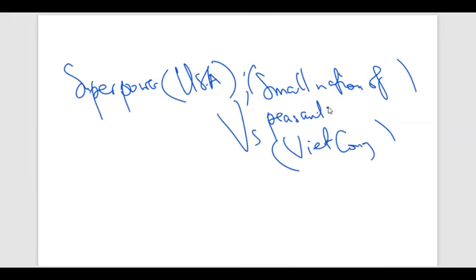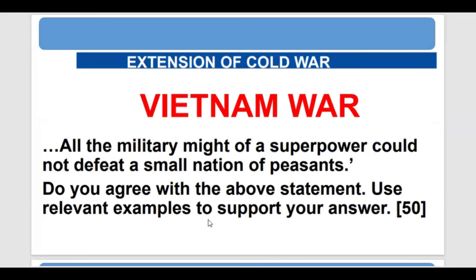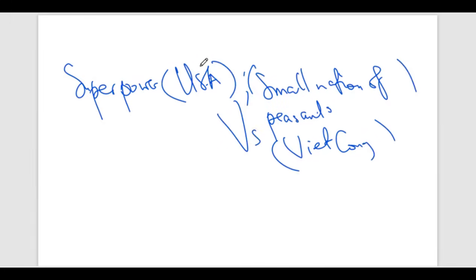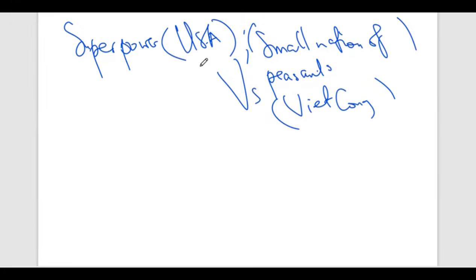So, if we check back to our question, the question says, do you agree with the above statement? Use relevant examples to support your answer. That is the guideline to our essay question. Are we suggesting that it's true that a superpower failed to defeat a small nation of peasants? Definitely, it is agreeable because we know the result. America, the USA, lost the war.